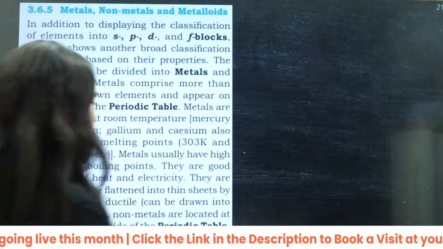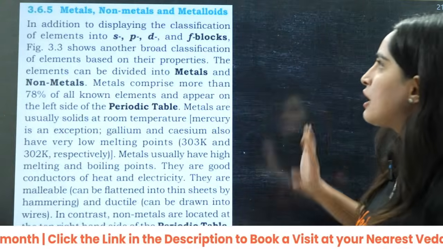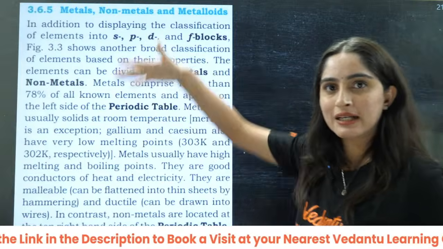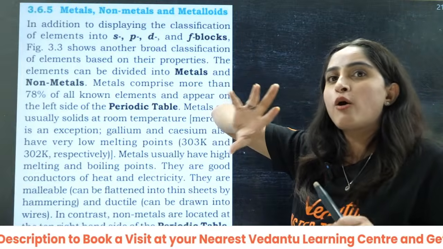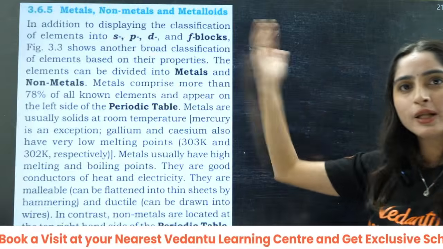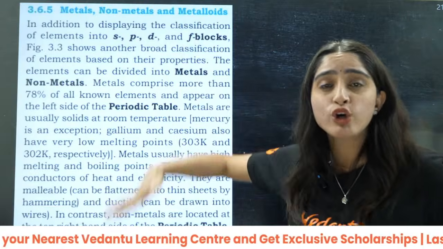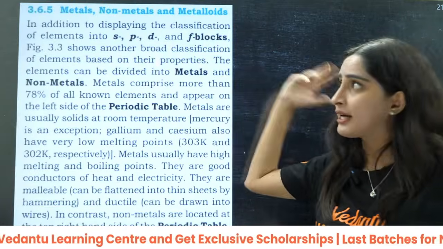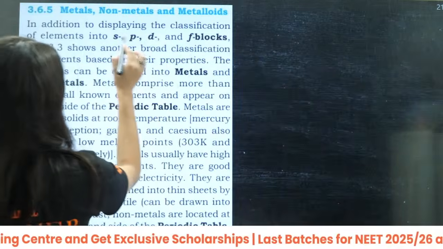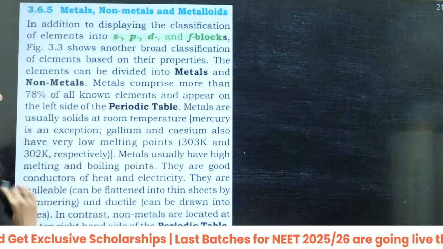So, let's do this. What is important here? Firstly, you should remember about the metallic character. Along the period, it decreases. Down the group, it increases. So now, just do this. There you have 4 blocks here, right?